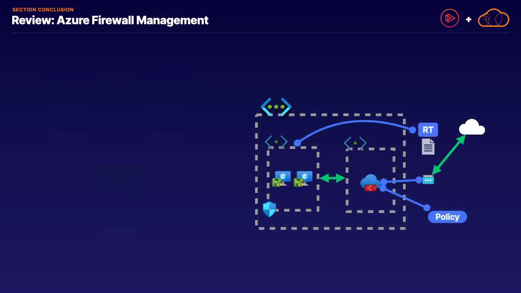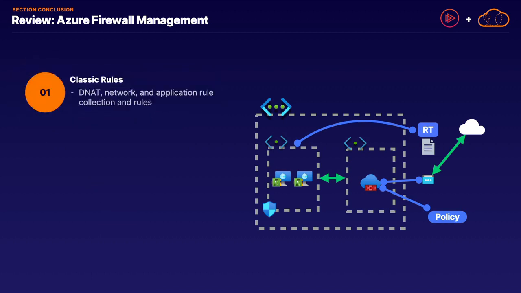Just in review, we have our classic rules, and this is where the DNAT, network, and application rules exist in collections on the firewall resource itself. And so we have to manage each firewall independently of one another, increasing our administrative overhead, which is not something that we want to do. We don't want to have to manage those firewalls independently. But this is the problem that policy-based rules fixes for us.